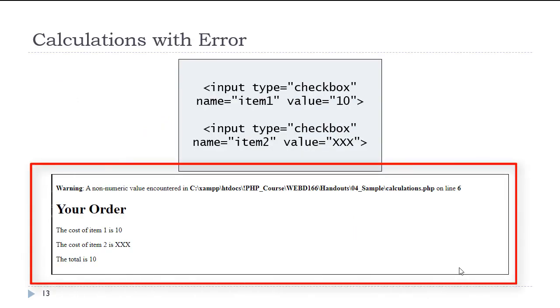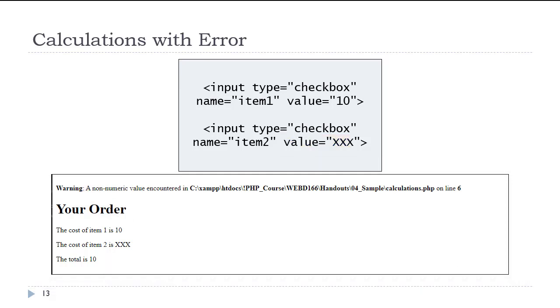Here is an example of an error message. What I have done in my checkbox, rather than coding in a numeric value, I have coded in a string value of XXX. You see that I do get a warning. However, PHP does complete the calculation. The calculation is incorrect. This will also happen with multiplication and division. You will get a result, however, the result will be wrong, so it's always important to check your values.